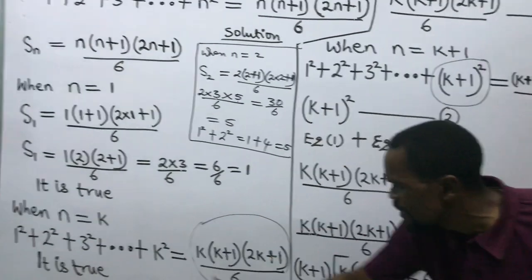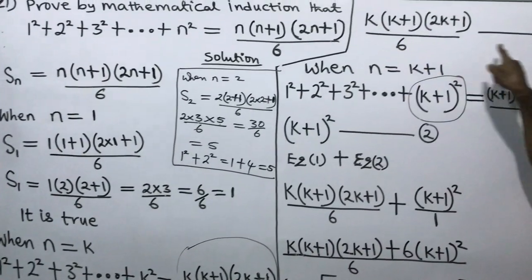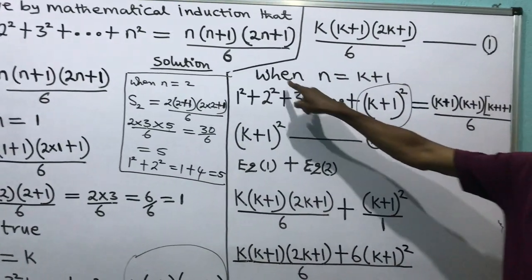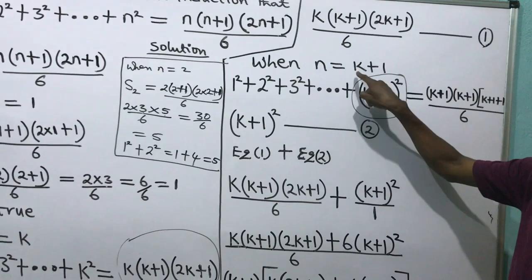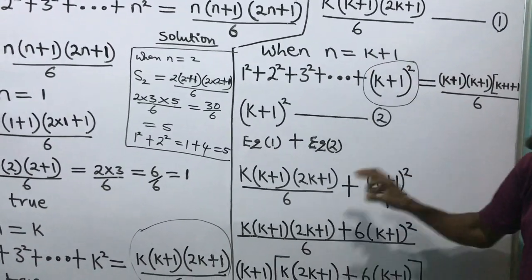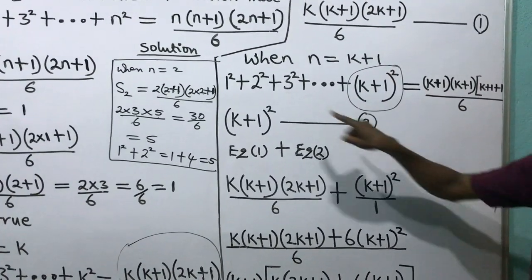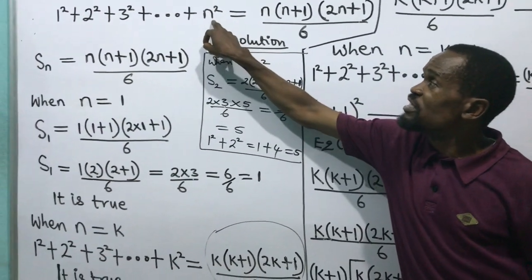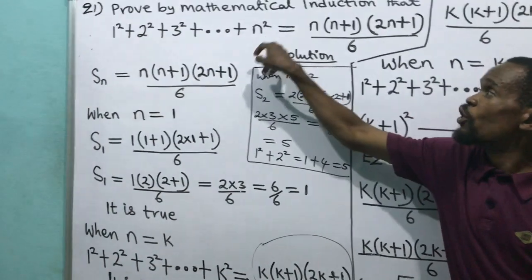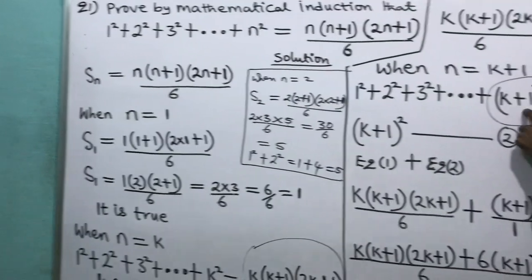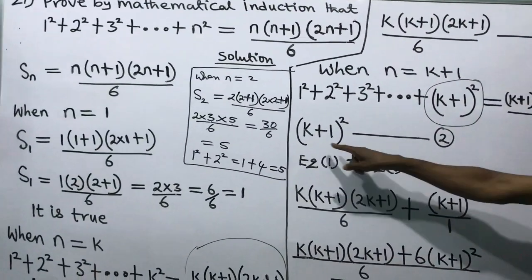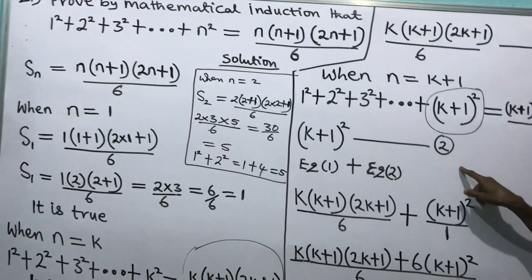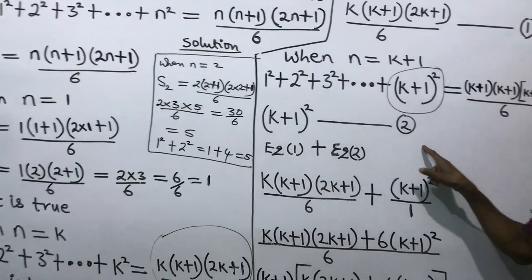K, I'm taking my sum. I call it Equation 1. Then when I have taken my n to be k plus 1, what am I taking? I'm taking the generator. What is the generator? Come over here, n raised to power 2. Then I will remove this n and put k plus 1, all raised to power 2. Look at it here. This is what I'm going to call Equation 2. Are you following what I'm doing now?